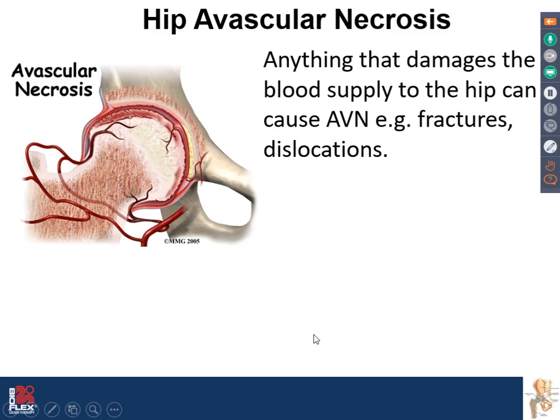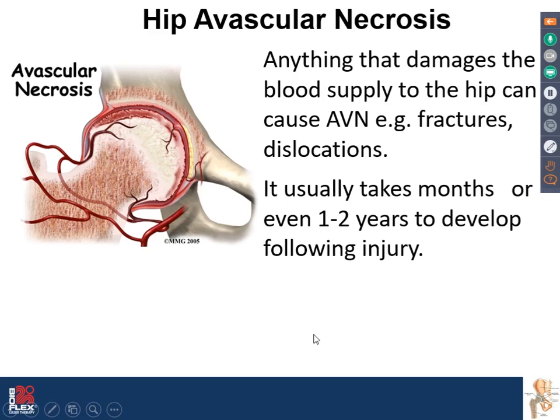So really, it could be a fracture or a dislocation, as far as trauma goes, that could create a problem. Perhaps even falling from a height, like off a ladder onto your feet, can jam and damage the hip joint and the blood supply as well.